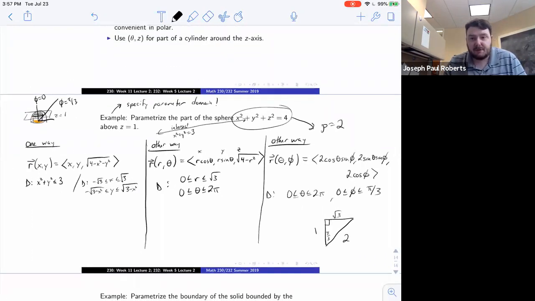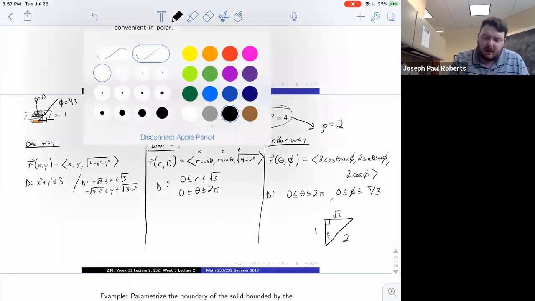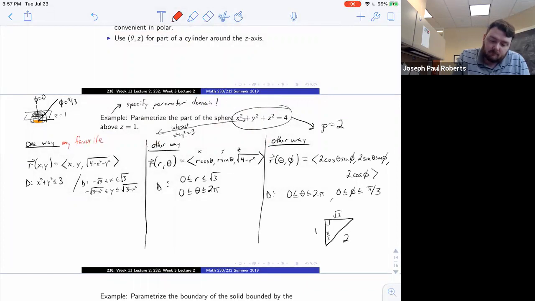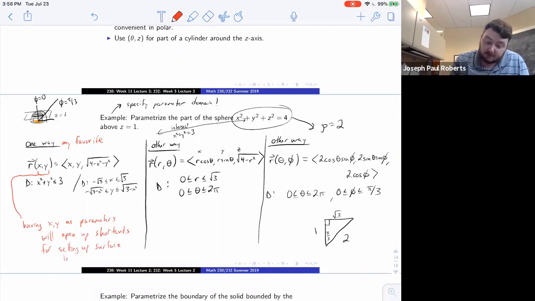Okay, but yeah, there's 3 ways to do it. I think the book tends to prefer the spherical coordinates. I prefer this. My favorite is having x and y as parameters, because it will open up shortcuts for setting up surface integrals. We haven't talked about that yet, but I prefer to do x and y as my parameters anytime that I can. But you don't have to. You could do r and theta. You could do theta and phi. Like I showed you with line integrals, as long as you're doing a correct parameterization, the integrals that you get will be equivalent through a substitution. So that's the same story here.